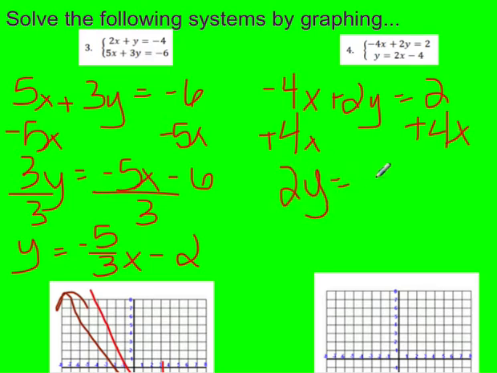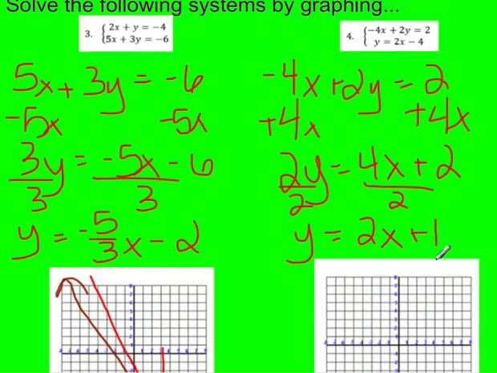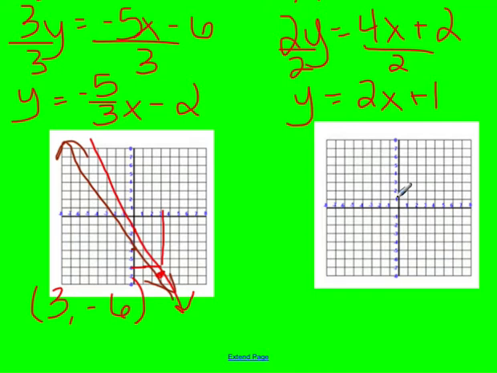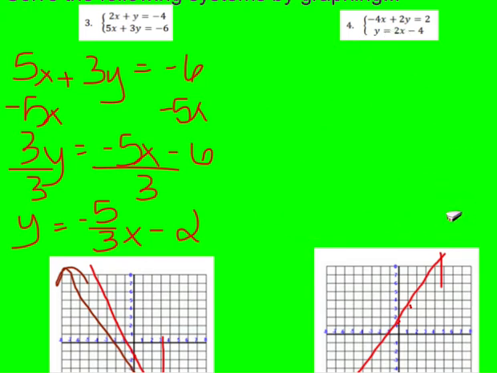So I get 2y is equal to 4x plus 2. Next, I want to divide both sides by 2. And then I get that y is equal to 2x plus 1, because 4 divided by 2 is 2, and 2 divided by 2 is 1. So we're crossing the y-axis at 1, and then going up 2 over 1, and graphing that first line. Let's take a look at that second one. Well, that second one is already solved for y, so I can go ahead and graph it.